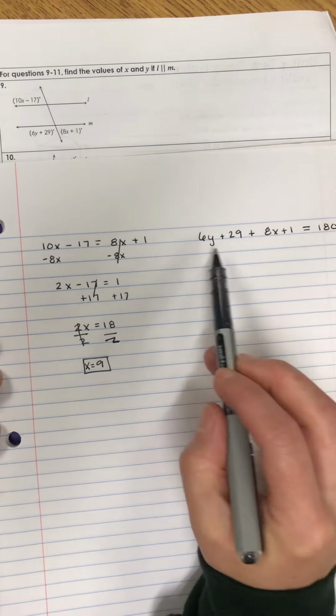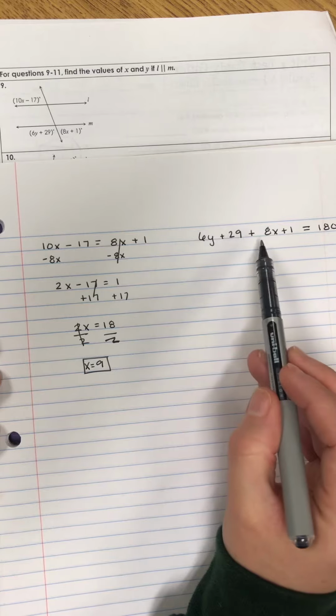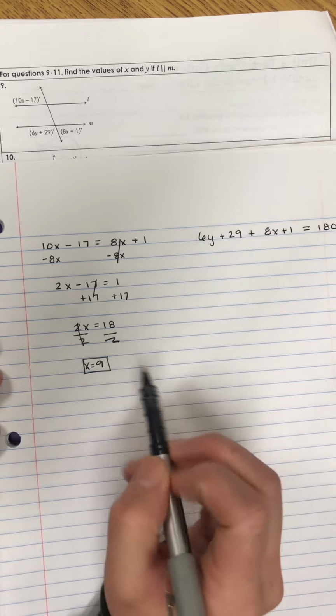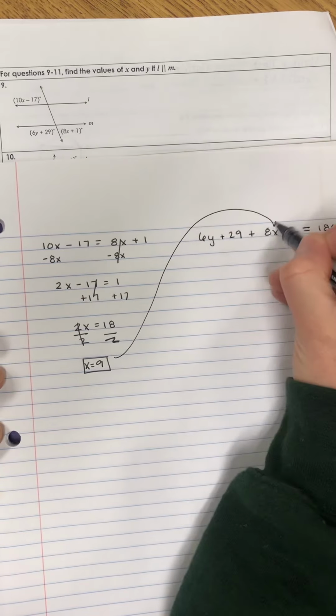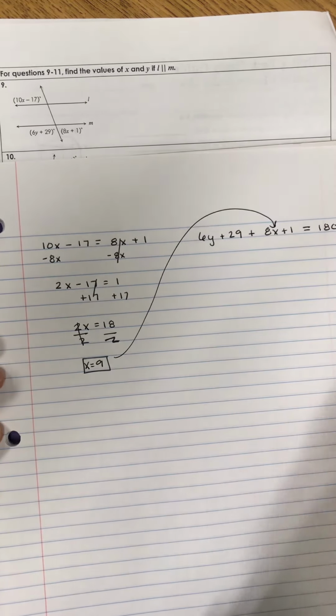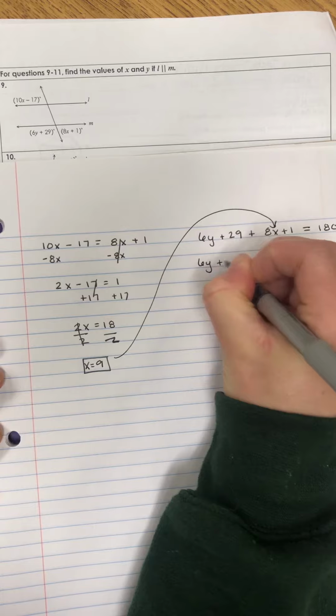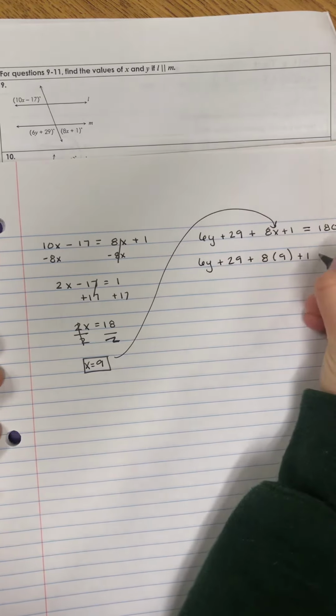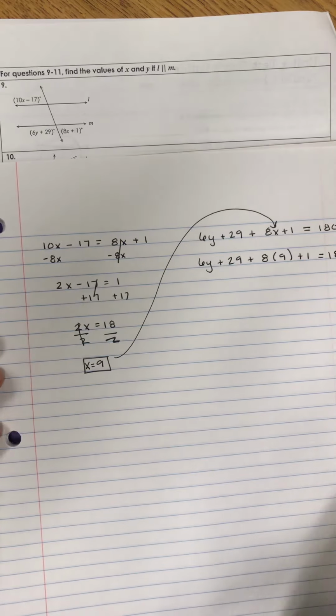Now, originally we could not solve this because they have two different variables, because we cannot combine x and y's. But because we found our x, we can substitute our x in. So 9 into x. So we'll rewrite that with our new x. So now we can solve it and then solve for y.